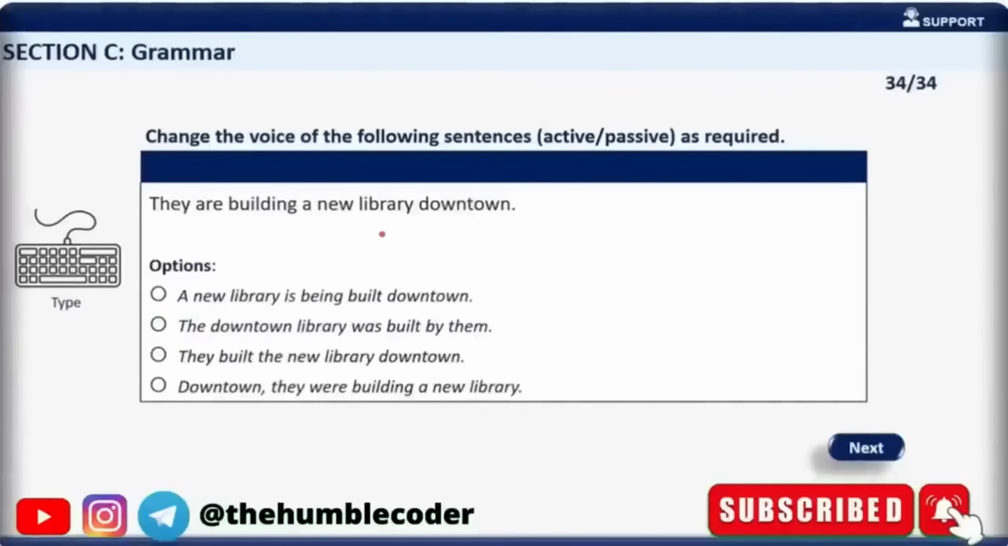They are building a new library downtown. The options that we have are: a new library is being built downtown, the downtown library was built by them, they built the new library downtown, they were building a new library. So the correct answer in this case is going to be option A, or the first one, which is, a new library is being built downtown. Hope you have understood these types of questions. These are very important when it comes to communication assessment.